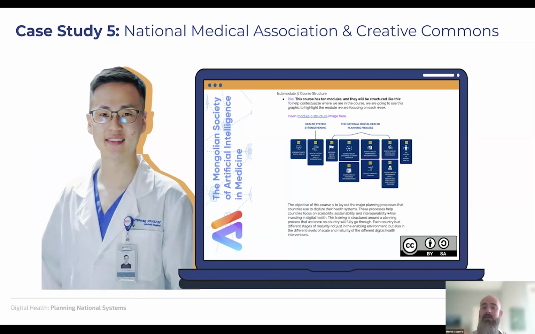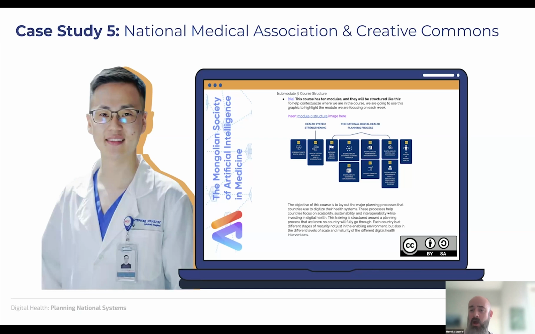Another exciting example is one that we had nothing to do with directly, which is cool. It goes back to that idea of this course being open, Creative Commons, and available for people to use. In this case, it's an example from Mongolia. Dr., and I'm going to pronounce the name wrong, Baya Batar Bold, who founded the Mongolian Society of Artificial Intelligence in Medicine, took the course on his own.